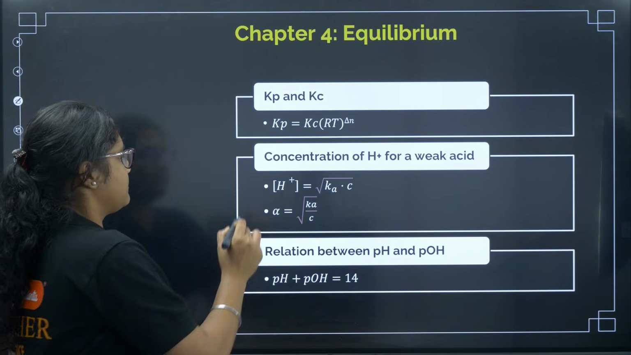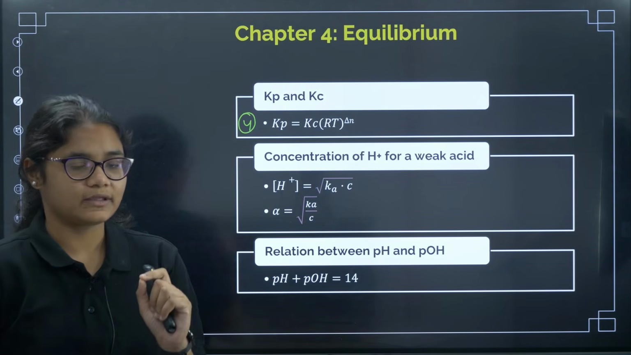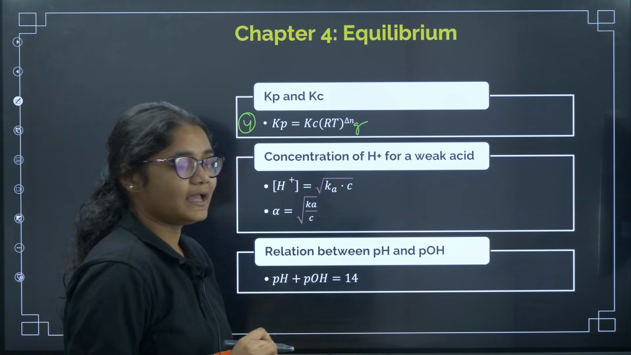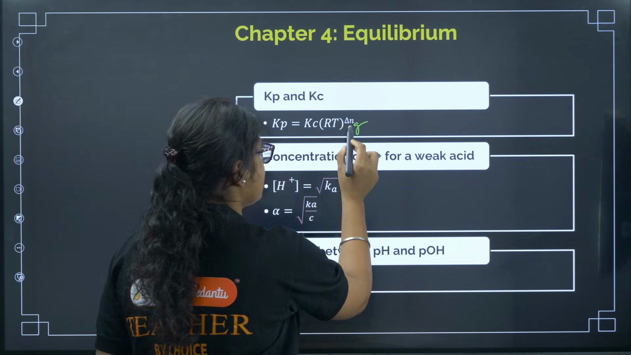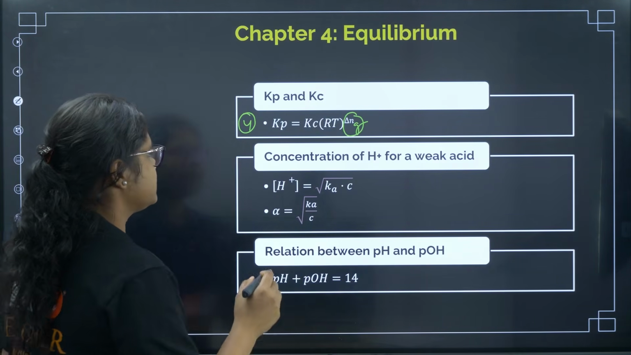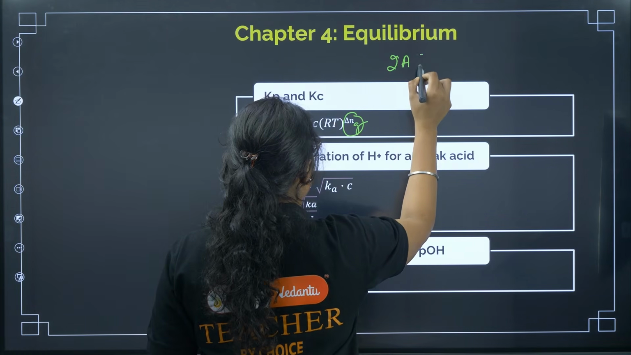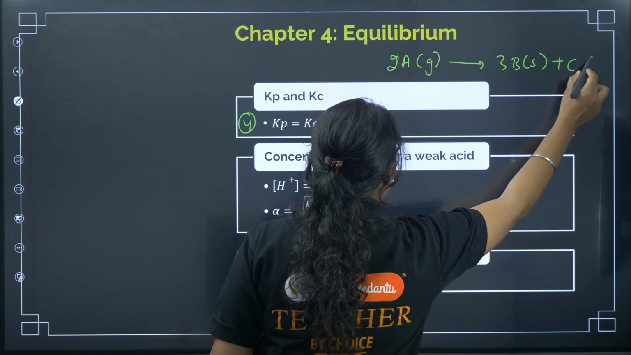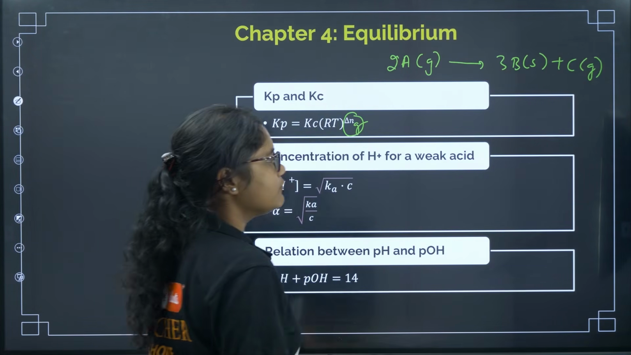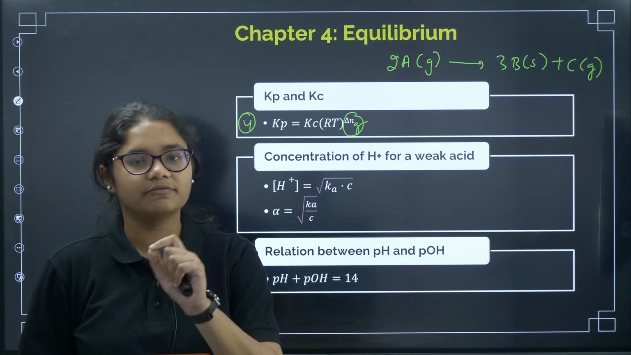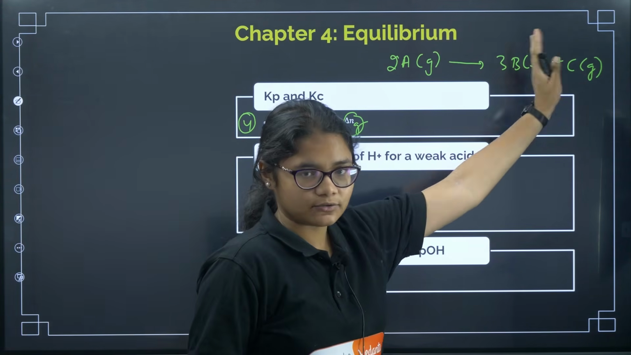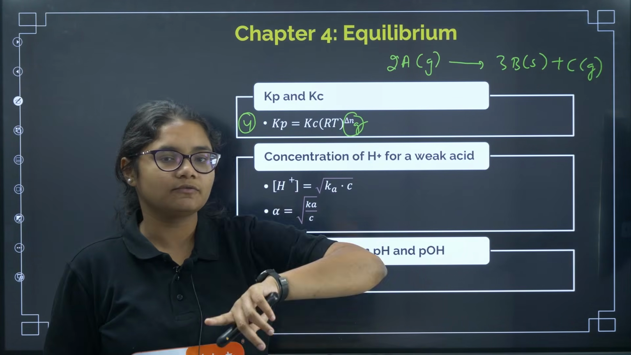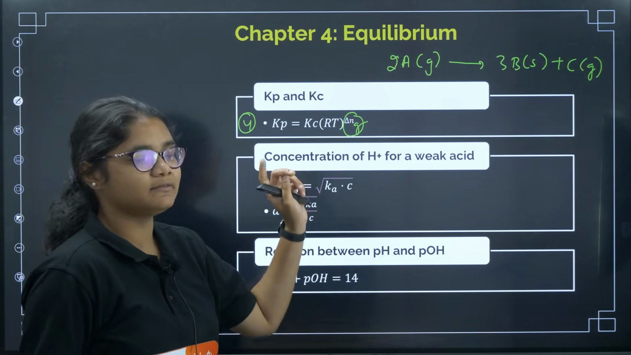Next is your relation between Kp and Kc. This is the 4th formula. Kp is equal to Kc into (RT) to the power of delta Ng. What is this delta Ng? This is the difference in the moles of gases. For example, if you have a reaction, 2A gas gives 3B solid plus C gas, what you have to do is calculate the change in number of moles of gases. We have 1 C on the product side, so the number of moles of gas is 1, and on the reactant side the number of moles of gas is 2. So 1 minus 2 is equal to minus 1. So delta Ng will be equal to minus 1.